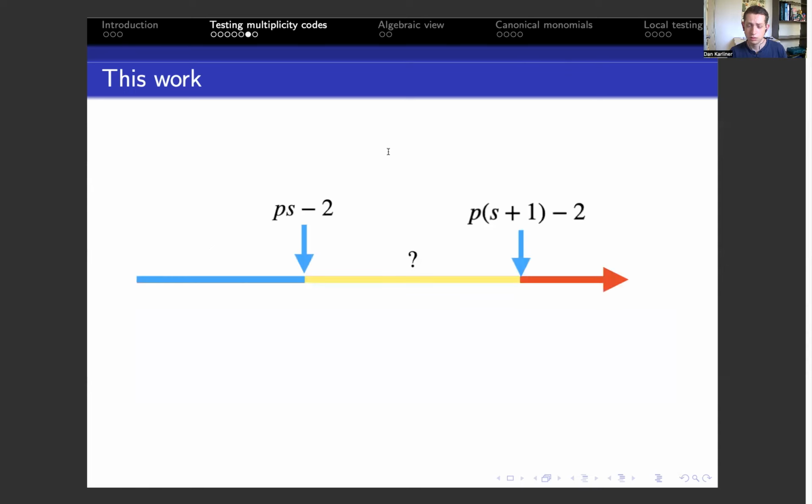Just to see this a bit more graphically, we had this bound ps minus 2, where we know that up to this bound, the test is a good local test. And by the naive degree argument, we knew that at degree p times (s plus 1) minus 2, it's not a good local test. And in between them, we didn't know whether or not it's a good local test. This is all in the k equals 2 case. So we shortened this interval of uncertainty to length s minus 1 in this work.